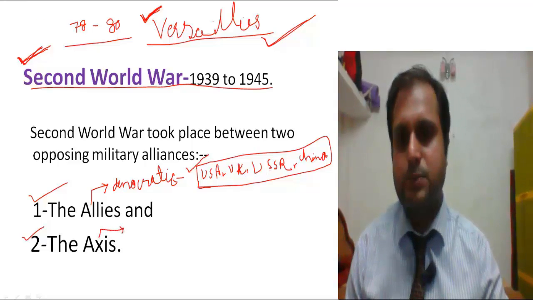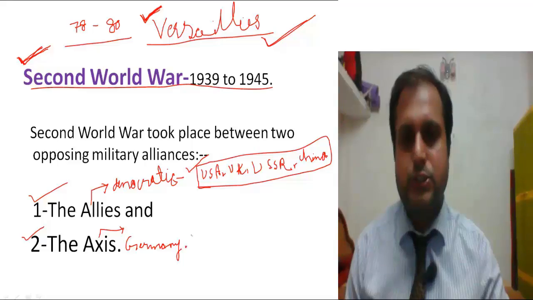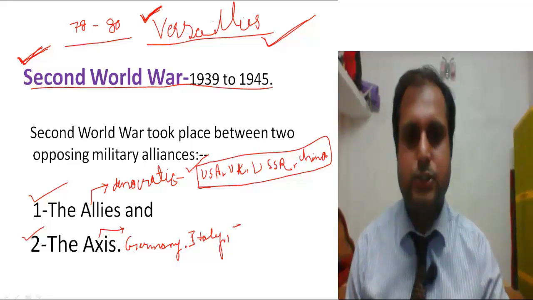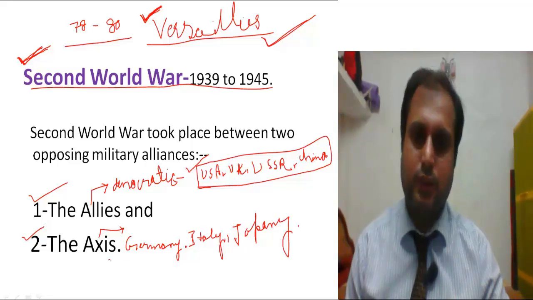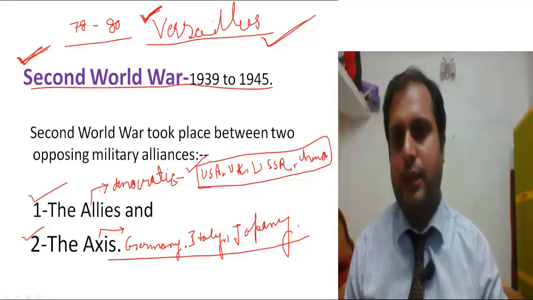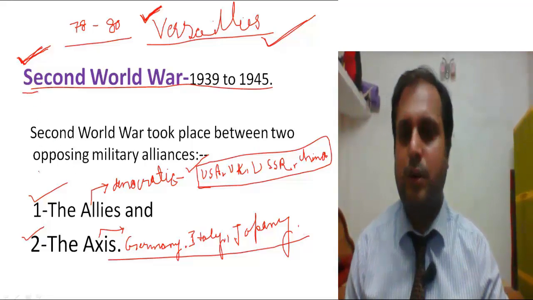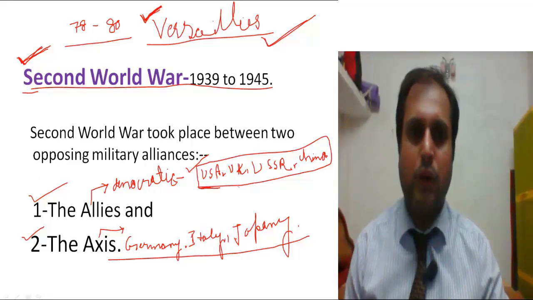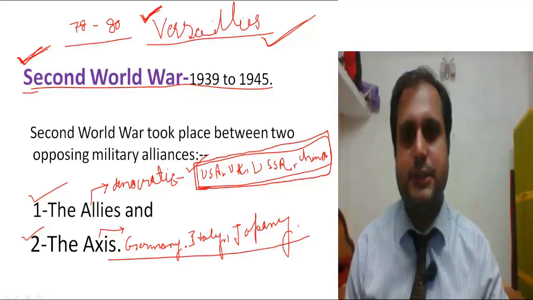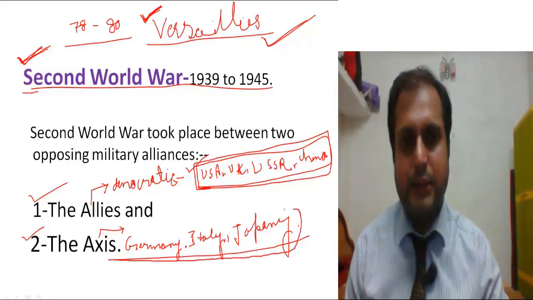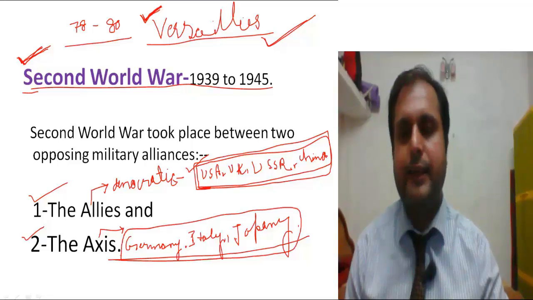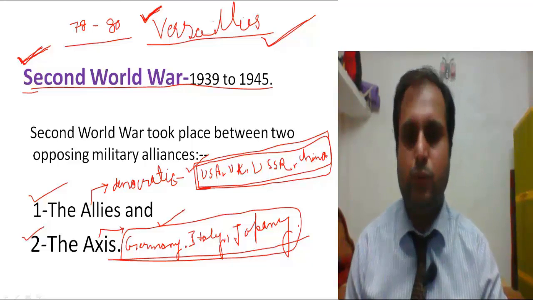And if we talk about the Axis powers, they were Germany, Italy, and Japan. All these countries were non-democratic countries. Somehow we can also say that the Second World War was a war between two ideologies. The Allies powers believed in democracy and the Axis power countries believed in authoritarianism or one-party rule.